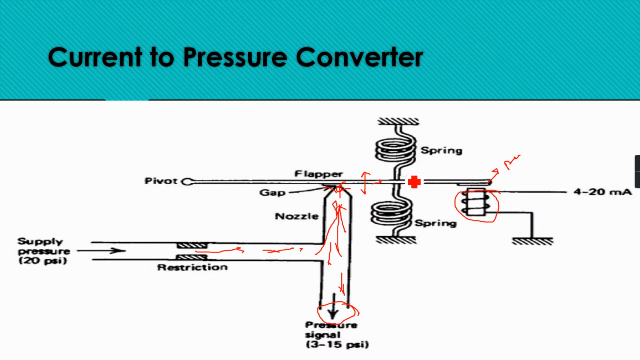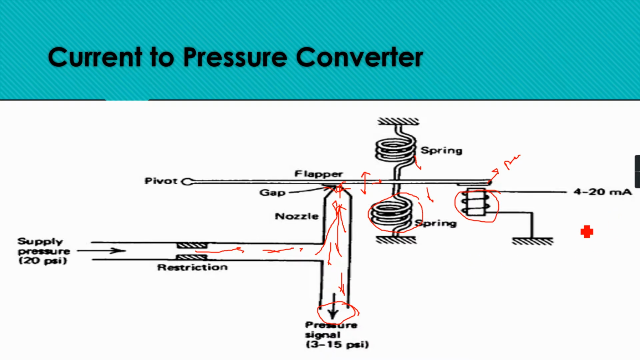This flapper is balanced by springs, on the top and the bottom. Whenever there is a displacement of the flapper towards the downward side, one spring will contract and the other will expand. But when there is no signal, it will go to the home position and stay there.